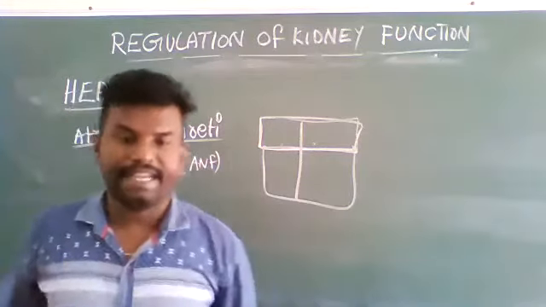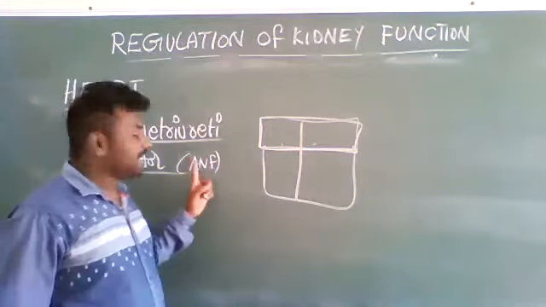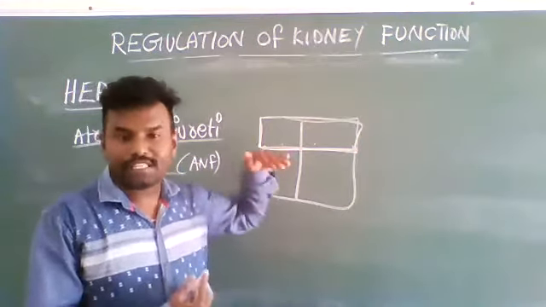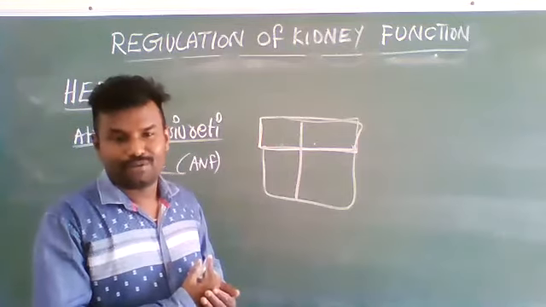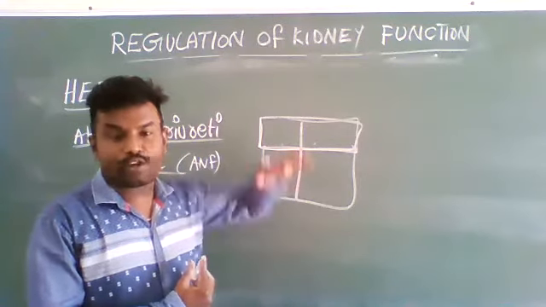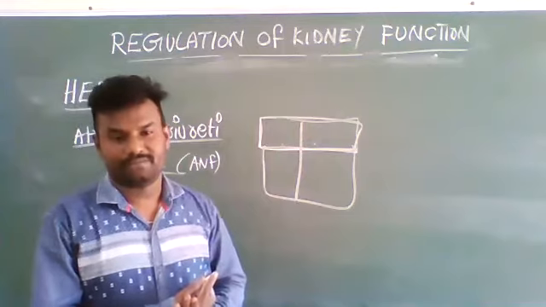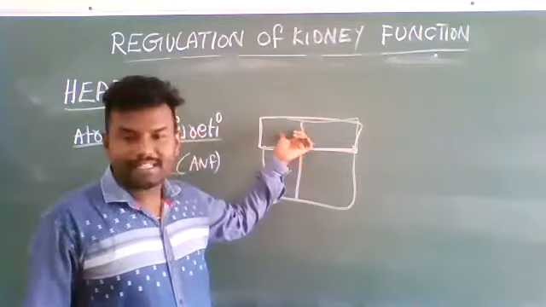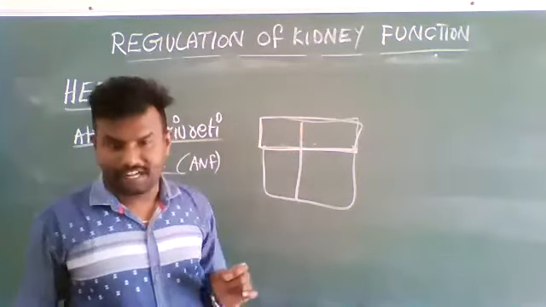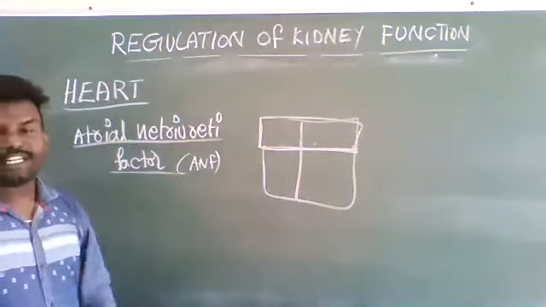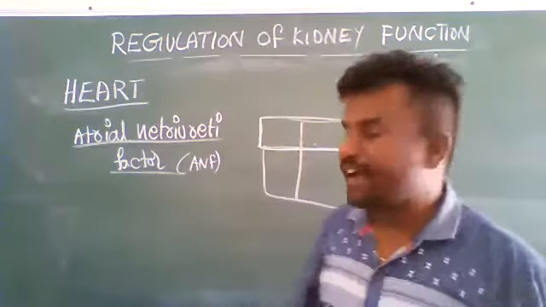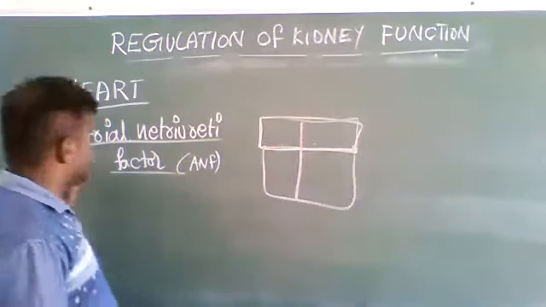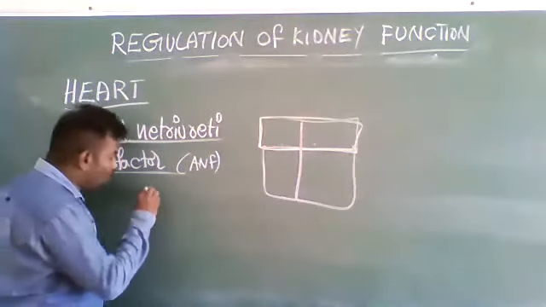ANF, atrial natriuretic factor. This atrial natriuretic factor can reduce the glomerular blood pressure, thereby reducing glomerular filtration. So when the blood pressure is increased, both the auricles release a hormone called atrial natriuretic factor. This factor can reduce the blood pressure. How? This factor is involved in vasodilation.